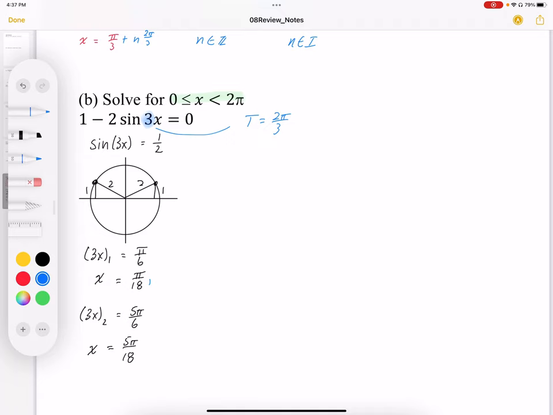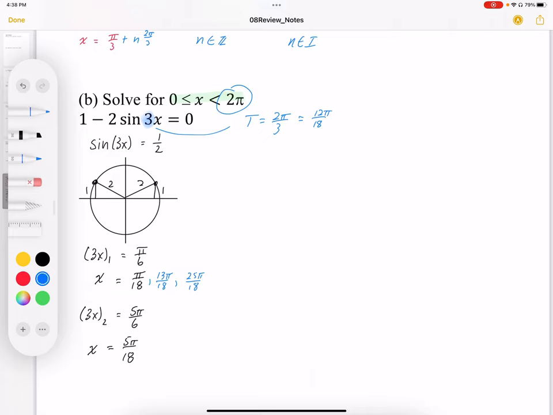So I'm going to add 2 pi over 3. So first of all, maybe make this a common denominator of 12 pi over 18. So I get 13 pi over 18. And then I'm going to add that once more. So I get 25 pi over 18. Now, if I were to add it once more, I get 37 pi over 18. That's bigger than 2 pi, so I don't want to include that one. So I'm just going to stop there. And notice that I have 3 sets of solutions for that.